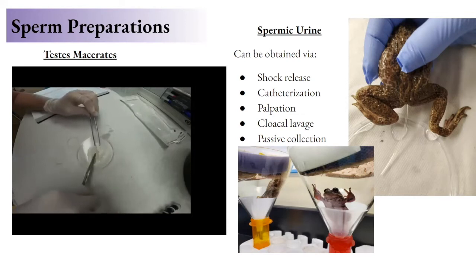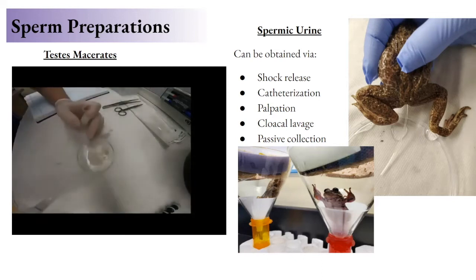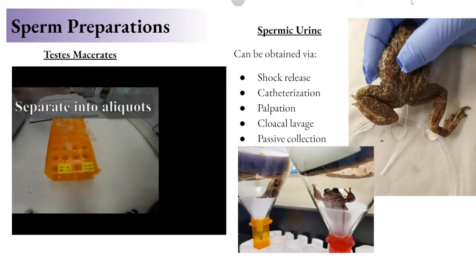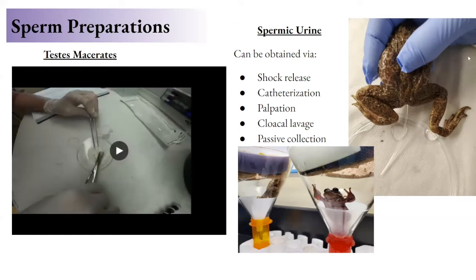And then the secondary way, a non-lethal way to obtain your sperm, would be through obtaining spermic urine. This is where we get back to just how important it is to know the best method for obtaining sperm from your species, because it's highly species dependent. There are a variety of protocols you can use. These are probably not all of them, just the ones that are most reported: scaring your animals into releasing their spermic urine, which doesn't work for everybody; catheterization; and forcing the spermic urine out, which includes palpation, cloacal lavage, and in some cases, passive collection.